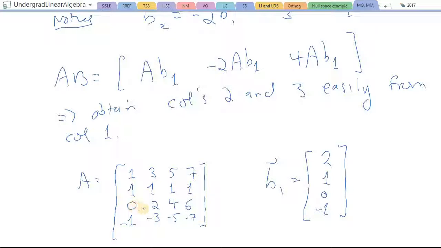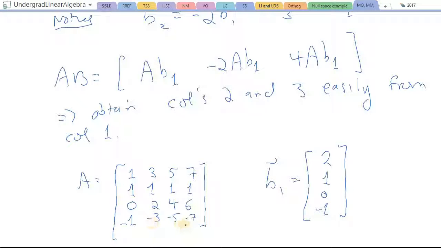So that means that the third entry of AB1 is going to be the first entry minus the second entry. Think about it. If this is a linear combination of the rows, then the matrix multiplication is going to be a linear combination of the matrix multiplication results. So this third row here, like I said, is the first row minus the second row. So the third entry of the product is going to be the first entry minus the second entry.